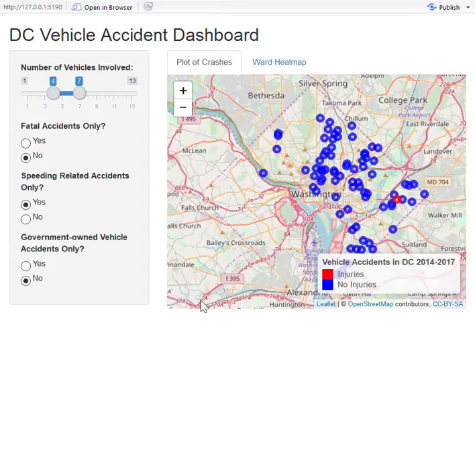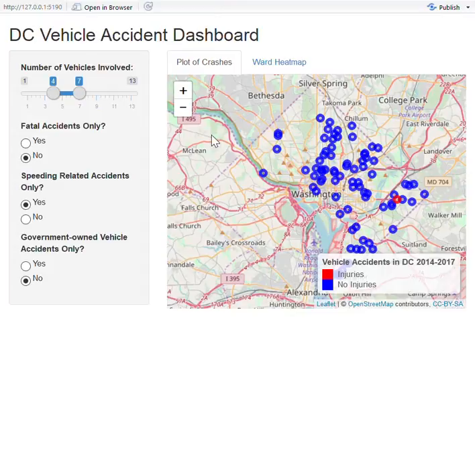So getting into the app itself, I use the fluid layout. The left side panel contains all the different user input features. So they have the ability to select the number of vehicle accidents, whether or not the accident contained fatalities, was speeding related, or involved government-owned vehicles. These values are what the app initializes with, and these values are displayed over on the right.